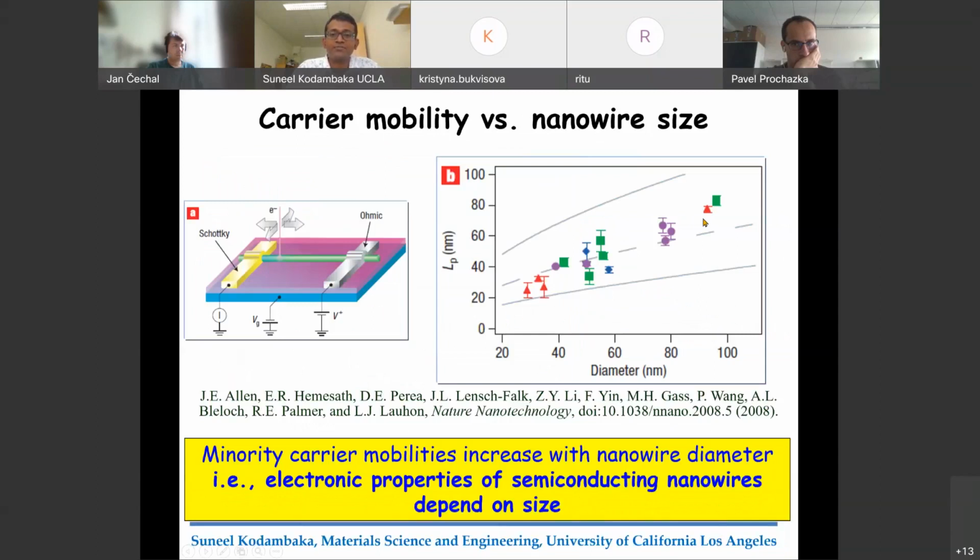And here is another example for silicon nanowires, that the size of the nanowire affects the electron or the charge carrier mobility in this material. So these are all nanowires of different diameters, and you see here the mobility of the holes, and it changes.